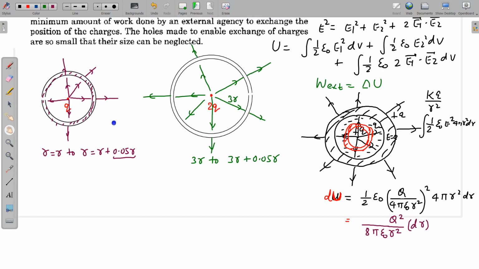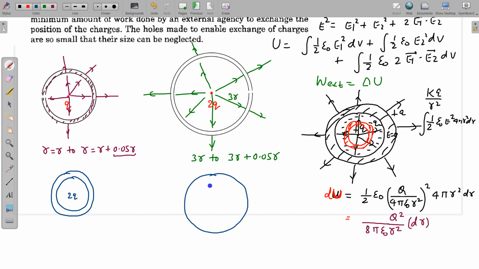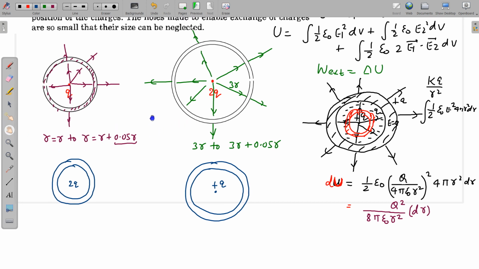Now we are just exchanging their position. 2q is now here and q is now there. So what is going to change in this particular situation? Now this 2q is here and this q is now here. We have to just concentrate on what kind of changes it brings in the configuration of this charge system, and we are interested in finding delta u, and this delta u will give us the work done by the external agent. So this is 2q.